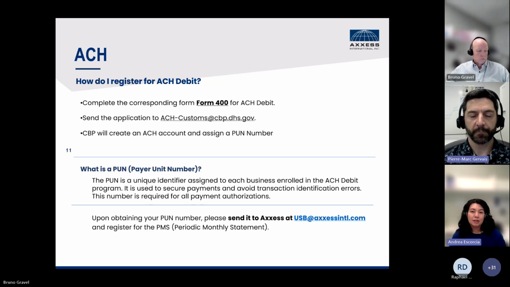So what is a PUN number, you may ask? The PUN, called Payer Unit Number, is a unique identifier assigned to each business enrolled in the ACH debit program. It is used to secure payments and avoid transaction identification errors. So this number is required for all payment authorizations. As mentioned earlier, once you obtain your PUN number, please send it to Access by email at usb@accessintl.com, and please consider registering for the PMS, the periodic monthly statement. We will provide more information regarding PMS later on.